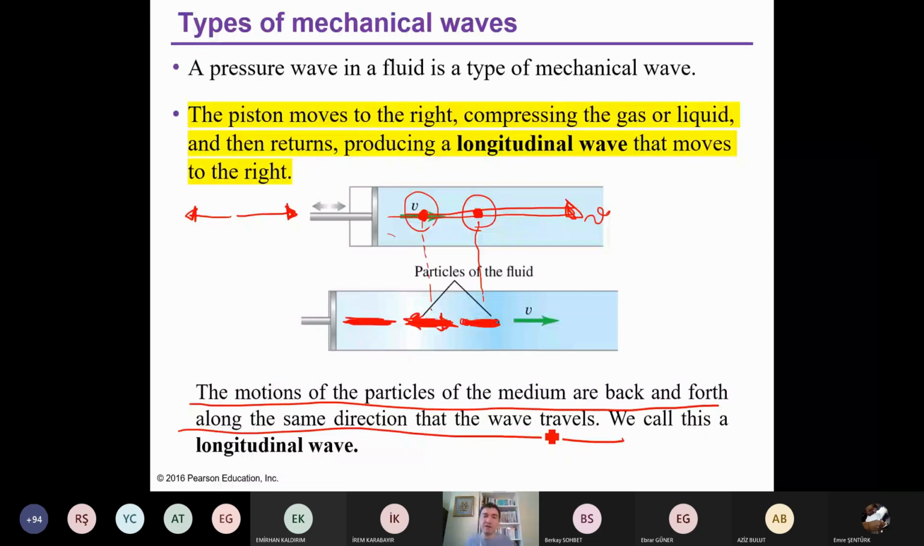In Turkish, what does transverse mean, friends? Longitudinal also means "boyuna". Do you have any question here?